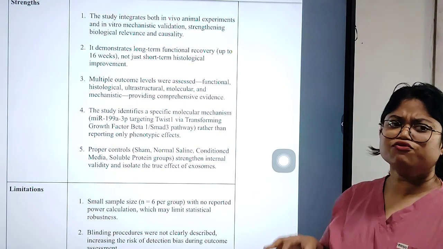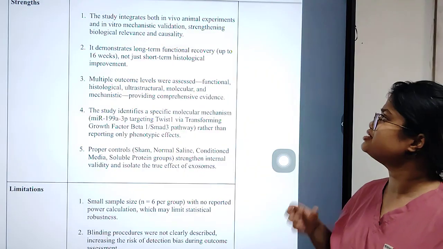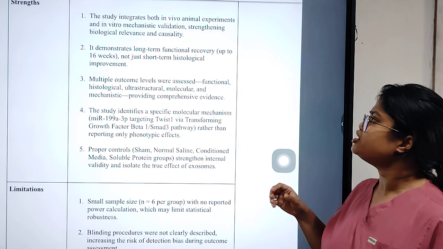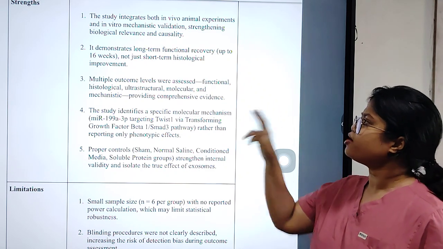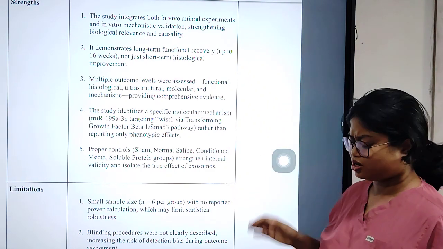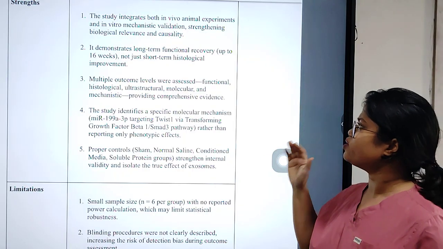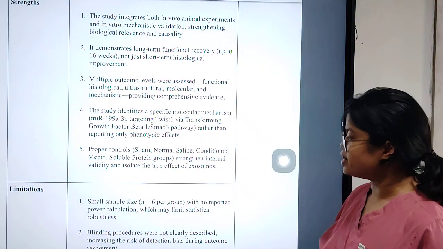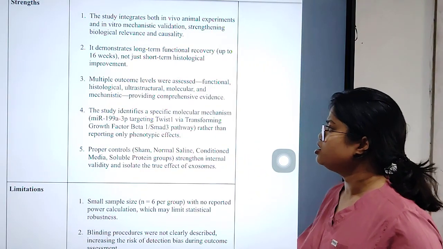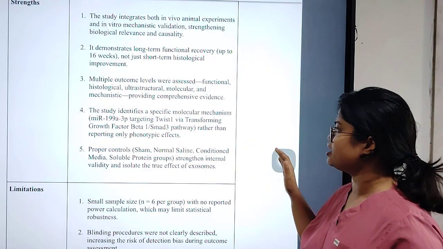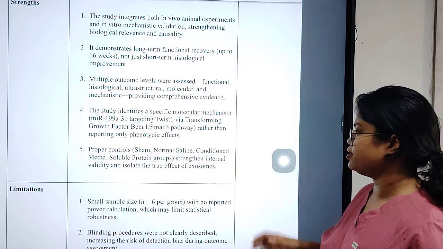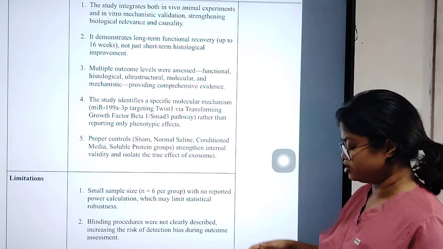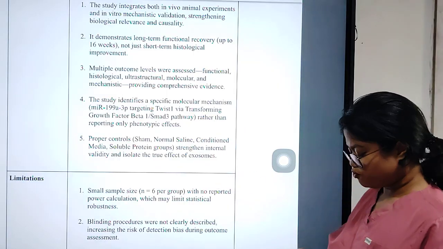It integrates both in vivo animal experiments and in vitro mechanistic studies, strengthening the biological relevance and causality. It demonstrates long-term functional recovery for up to 6 weeks and not just short-term histological improvement. Multiple outcome levels were assessed: functional, histological, ultrastructural, molecular and mechanistic. So it provides comprehensive evidence for clinical translation. The study identifies a specific molecular mechanism rather than reporting only phenotypic effects, and proper control and comparator groups strengthen the internal validity of the results and the isolation of the exosomes for the studies.